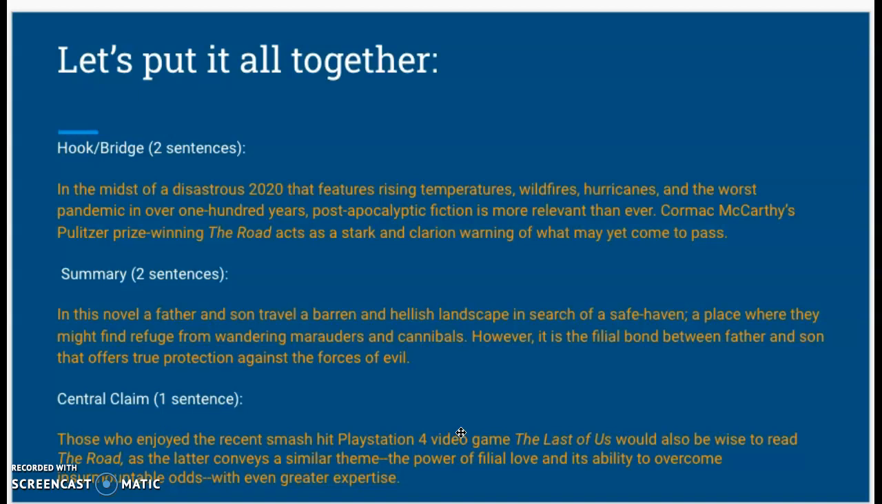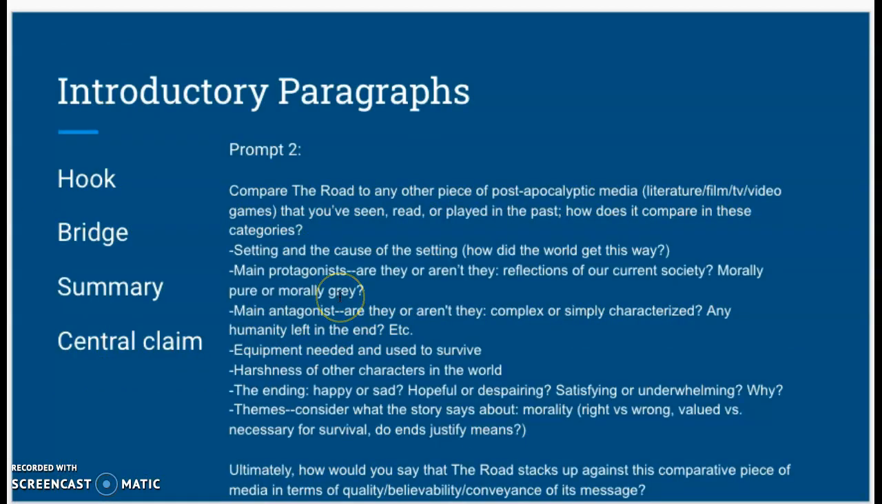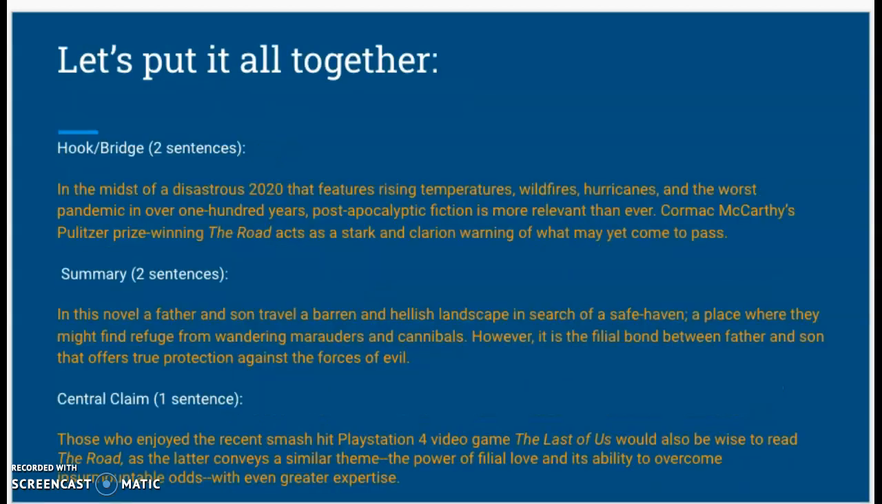Those who enjoyed the recent smash hit PlayStation 4 video game The Last of Us would be wise to read The Road, as the latter conveys a similar theme, the power of filial love and its ability to overcome insurmountable odds with even greater expertise. So really quickly, going back to the original prompt, you'll see that I'm asking you to compare The Road to another form of media in these key categories. I've already started to do that now in this essay. And in doing so, hopefully, I will prove that The Road is basically a superior piece of post-apocalyptic media. That's my whole goal with this central claim.